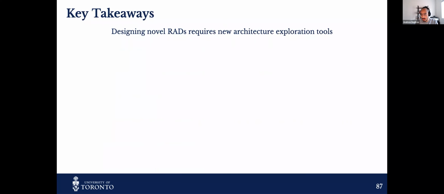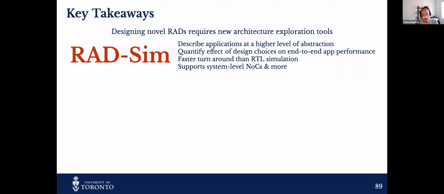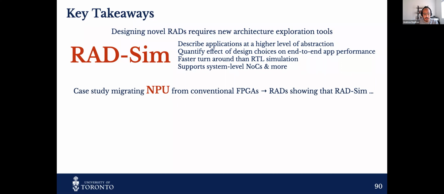Okay, so I think this is the end of what I have. And the key takeaways are that if we want to design those novel RAD devices, we will need new architecture exploration tools. And this is what we try to do with this RAD flow. And specifically for RAD-Sim, you can describe the applications at a higher level of abstraction and then quantify the effect of your design choices on the end-to-end application performance with faster turnaround time. You don't have to go through RTL simulation. And it also supports concepts like system-level NoCs and hard accelerator blocks.